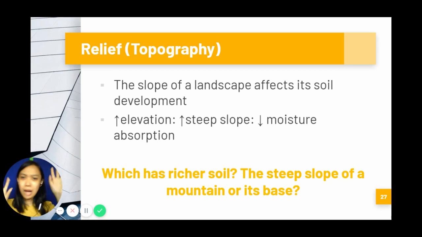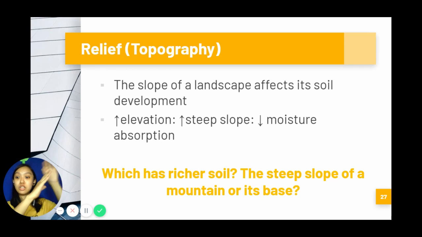Aside from that, we also have relief or topography. This talks about how high, how steep, how low the different structures are on the earth. So in this case, we're talking about the shape, the height, the elevation of the landscape. Higher elevation would oftentimes dictate a steeper slope, and this means that there is lower moisture absorption. So if you think about it, if you think of a mountain.